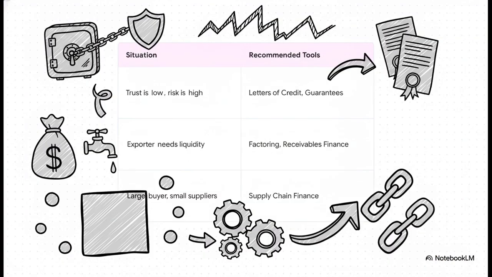For example, if trust is low and you're dealing with a high-risk country, you're going to want maximum security. That's when you'd use something heavy-duty like a letter of credit or a bank guarantee. But if your main issue is just getting cash in the door quickly, then you'd be looking at something like factoring. And like we just talked about, if you have a big, strong buyer working with smaller suppliers, supply chain finance is probably the most efficient, elegant way to go. It's all about the context.